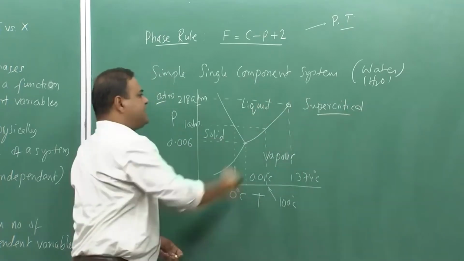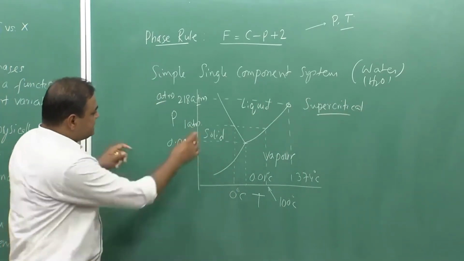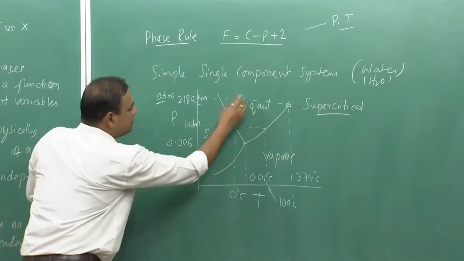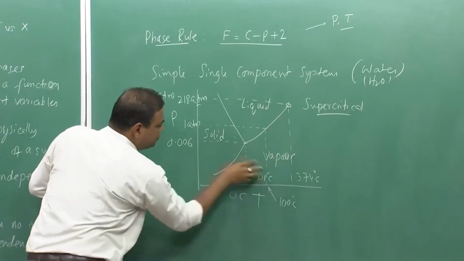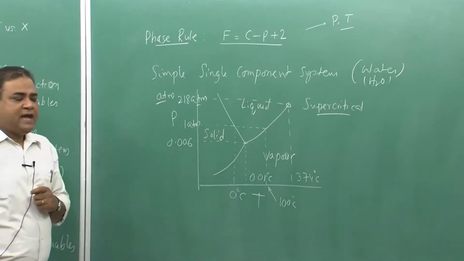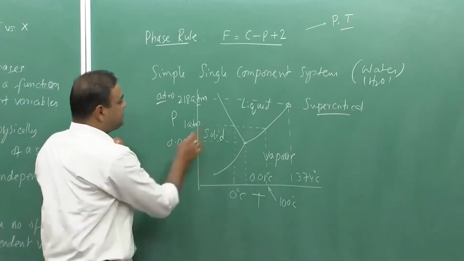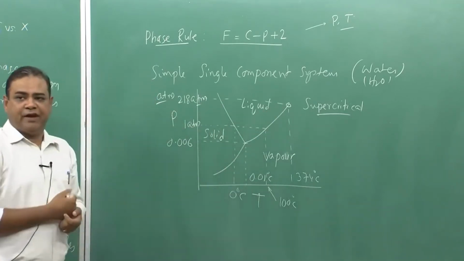We are not looking at that particular situation, but we can see that within this boundary solid is stable, within this boundary liquid is stable, and within this zone vapor is stable. And if we try to find out what would be the degrees of freedom at different points in this phase diagram, we can easily find out.